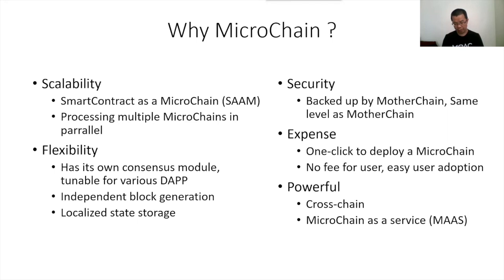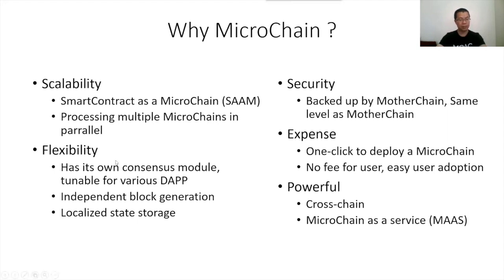As I said, microchain is different from other technologies. So why do we want to use microchain rather than just deploy a smart contract? Scalability first. A smart contract is a microchain. So we will provide parallel processing, which will process multiple microchains at the same time, meaning we will speed up by the number of microchains.